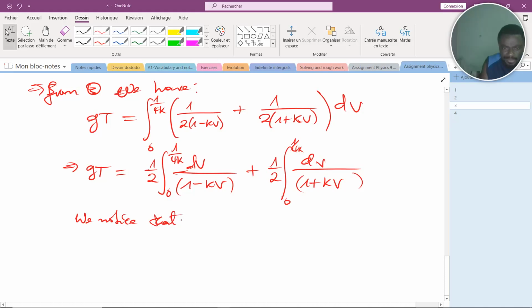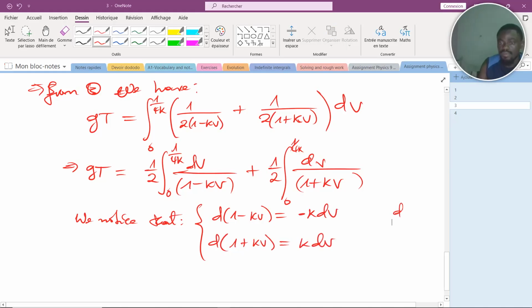So we notice that d of 1 minus kV is equal to what? When I differentiate this, it is 0. When I differentiate this with respect to v, this will be minus k dv. Remember, k is a constant. We also notice that d of 1 plus kv is equal to k dv. Remember this formula: d of f of x equals f prime of x dx. Is that okay?